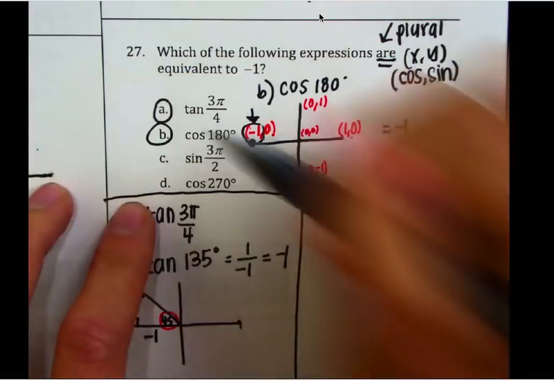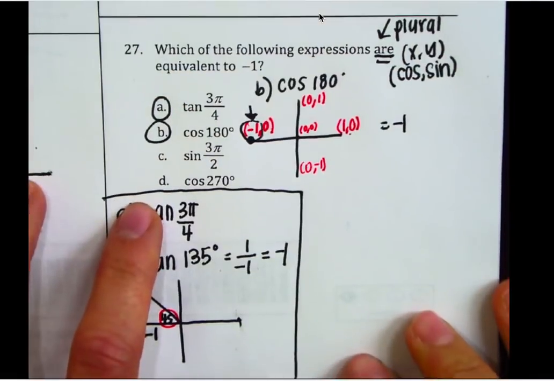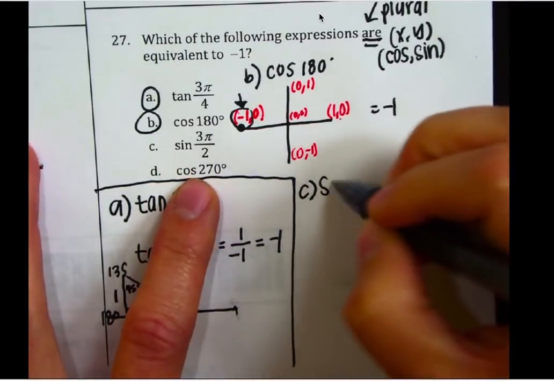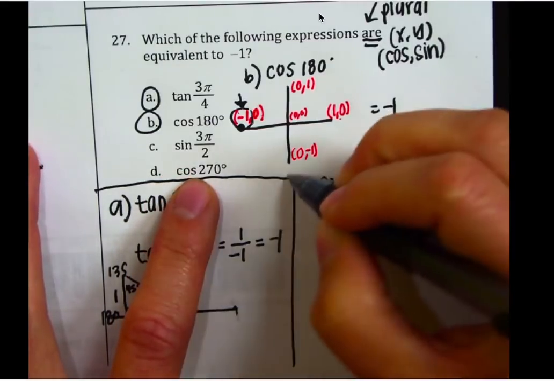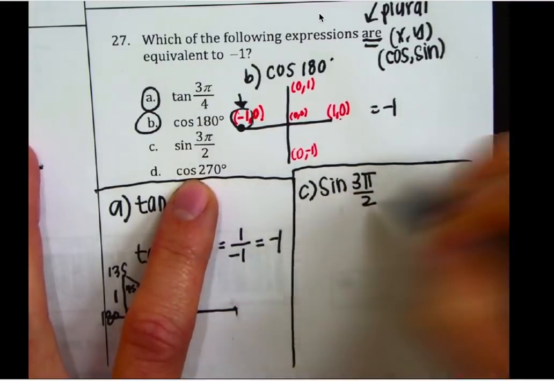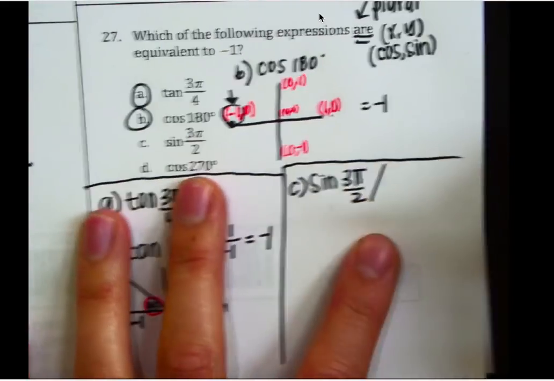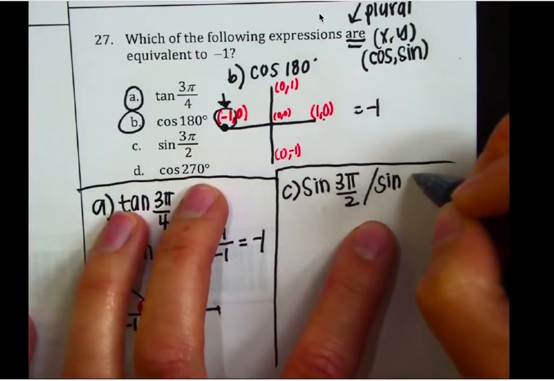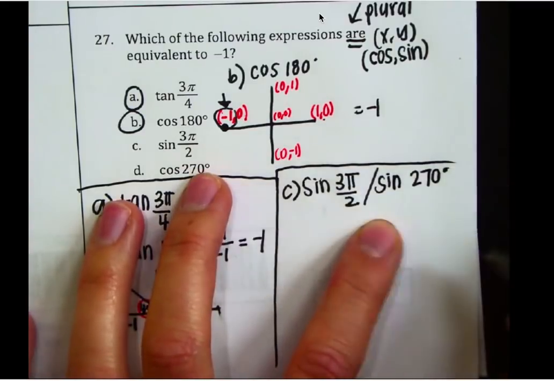So part B, my answer is -1 as well. All right, part C, I now want sine of 3 pi over 2. So I'm going to go ahead and put that into degrees. 3 pi over 2 is 270 degrees.